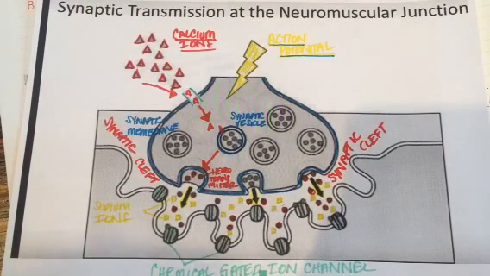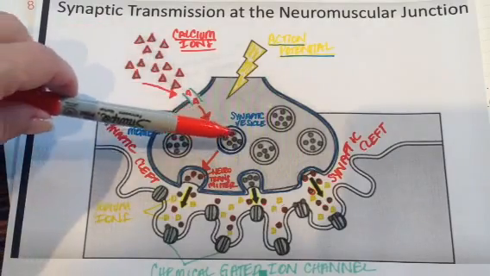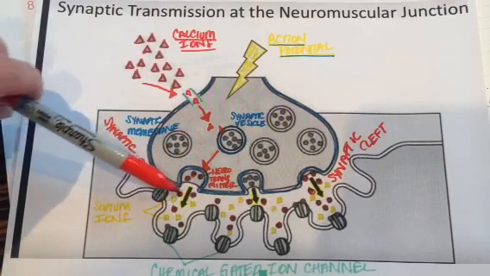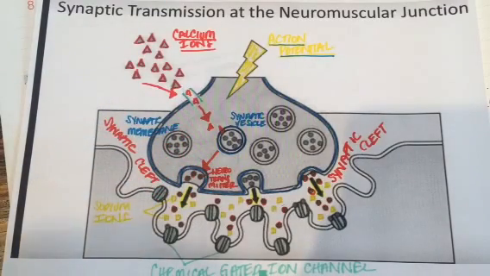The calcium ions then bind to sensor proteins on synaptic vesicles, triggering vesicle fusion with the membrane and subsequent neurotransmitter release from the motor neuron into the synaptic cleft. So the calcium ions bind to these vesicles, which go to the membrane and then are released into the cleft, which is between the synaptic knob and the muscle fiber.